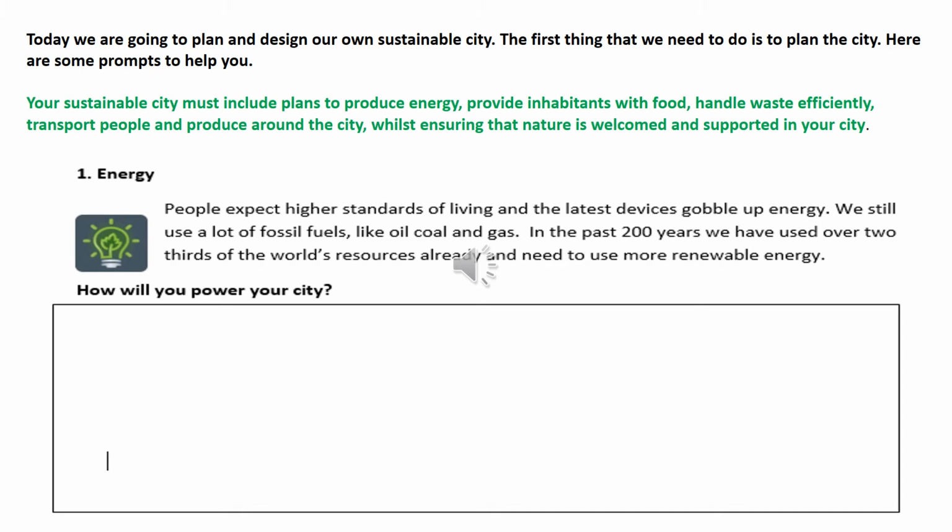Today we are going to plan and design our own sustainable city. So the first thing that we need to do is to plan the city. Here are some prompts to help you. Your sustainable city must include plans to provide energy, provide inhabitants, so the people who live there, with food, handle waste efficiently, transport people and produce around the city, whilst ensuring that nature is welcomed and supported in your city.